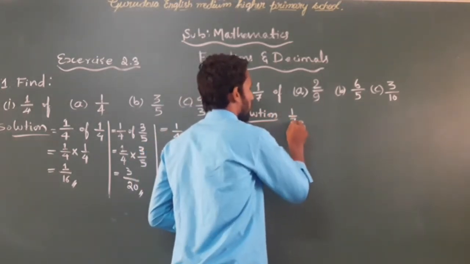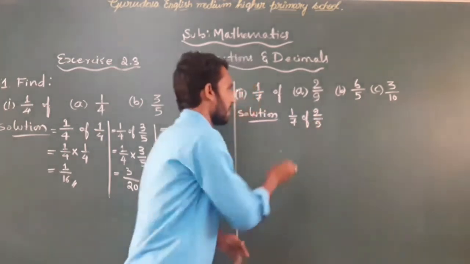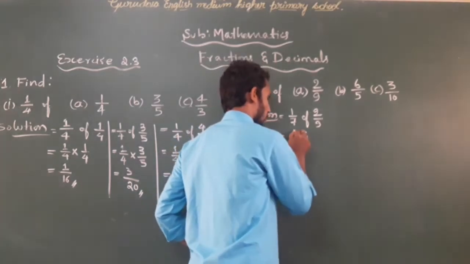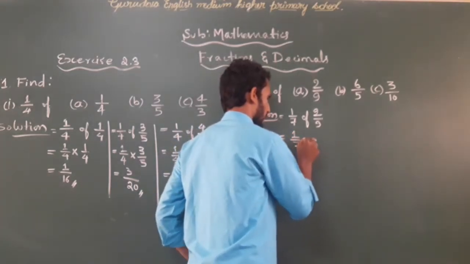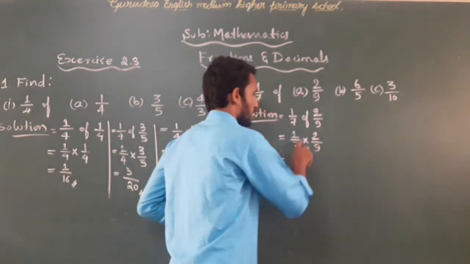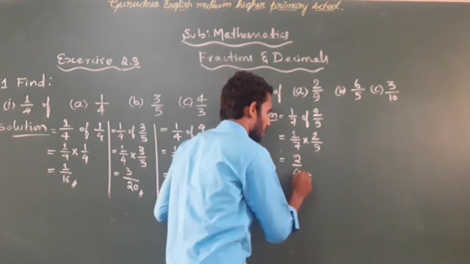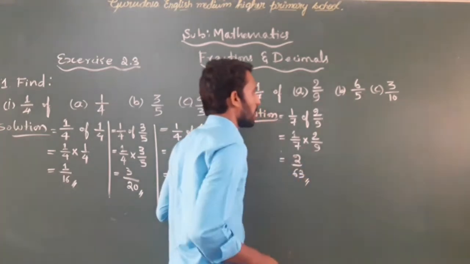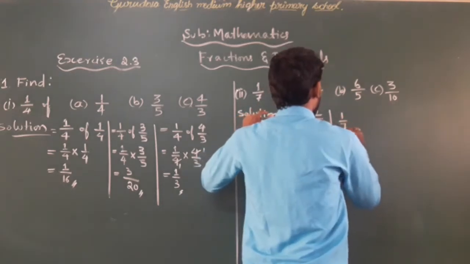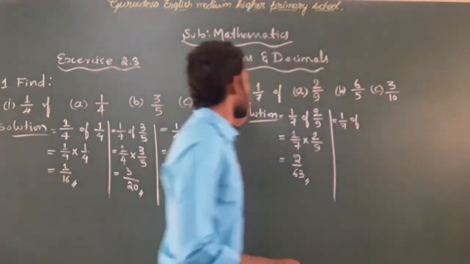1 by 7 of 2 by 9. See, dear friend, here also "of" represents multiplication. So 1 by 7 into 2 by 9. When we multiply, 2 into 1 is 2, and 7 into 9 is 63. This is the solution.